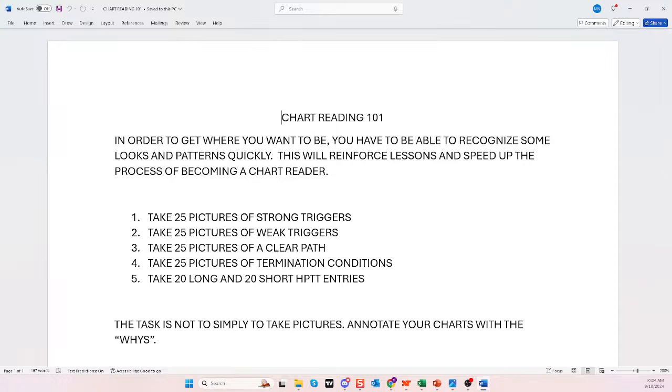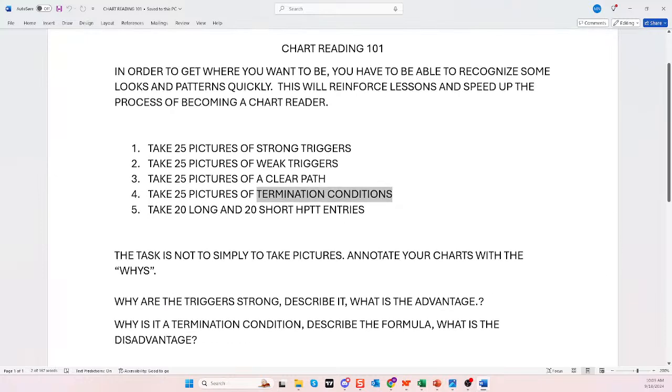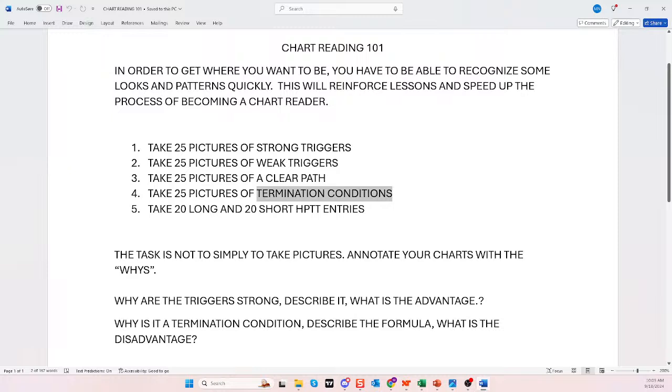Momentum is, I think, the biggest advantage you can give yourself. So it's important to know the difference between strong triggers and weak triggers. And if you go back and you take 25 pictures of each, you're never going to mess that up. And then taking pictures of a clear path so you know exactly what it looks like, that the small and large clear the lines. And you've got to know these two to ever look for an entry, but it's important to understand when you've reached a termination, so take pictures of those. And then go back and find those entries like we just did. Circle a tail, see where it lines up.